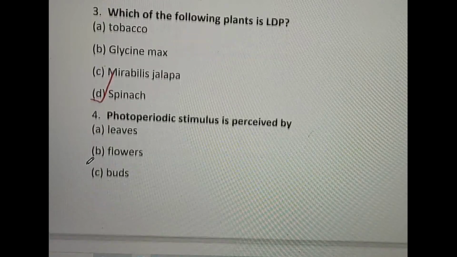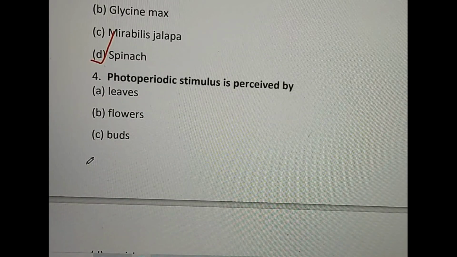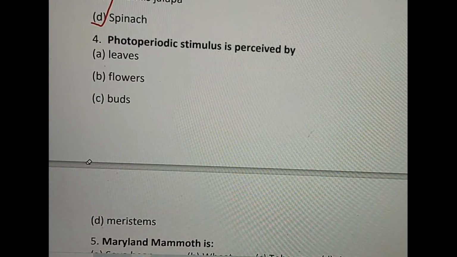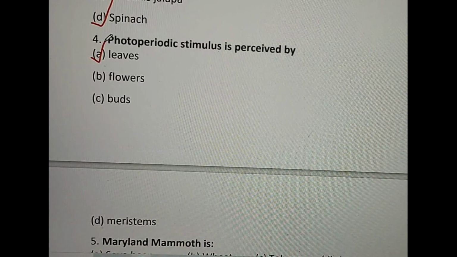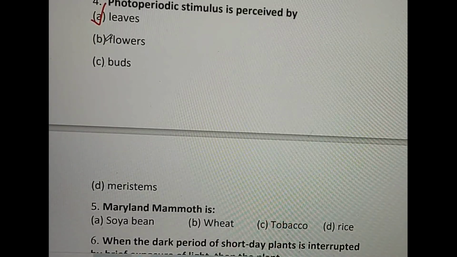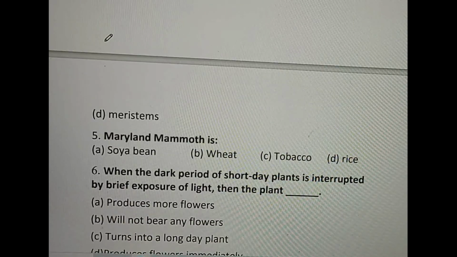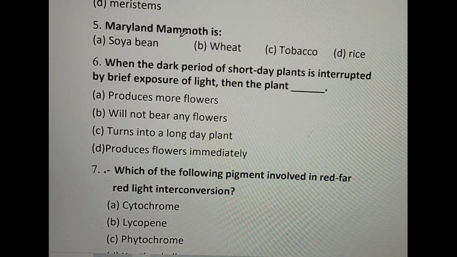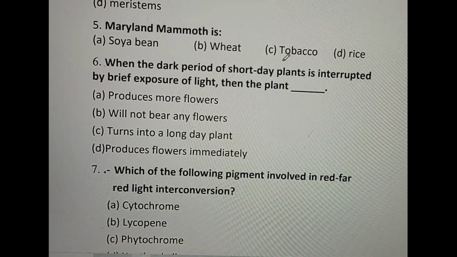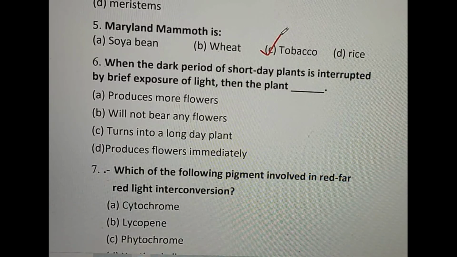Next question. Photoperiodic stimulus is perceived by leaves, flower, buds or meristems. And right answer is A. We have seen many experiments that show that leaves are the organ which perceive photoperiodic light. Next question. Maryland Mammoth is the variety of soybean, wheat, tobacco, rice. It is that variety on which Gardner and Allard worked. So, it is a tobacco variety.